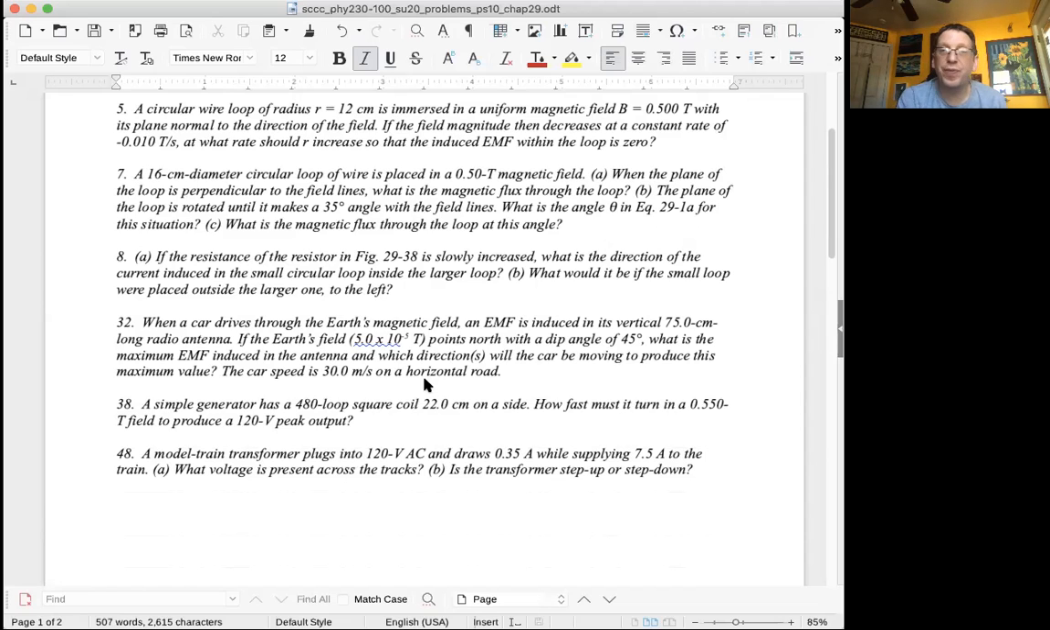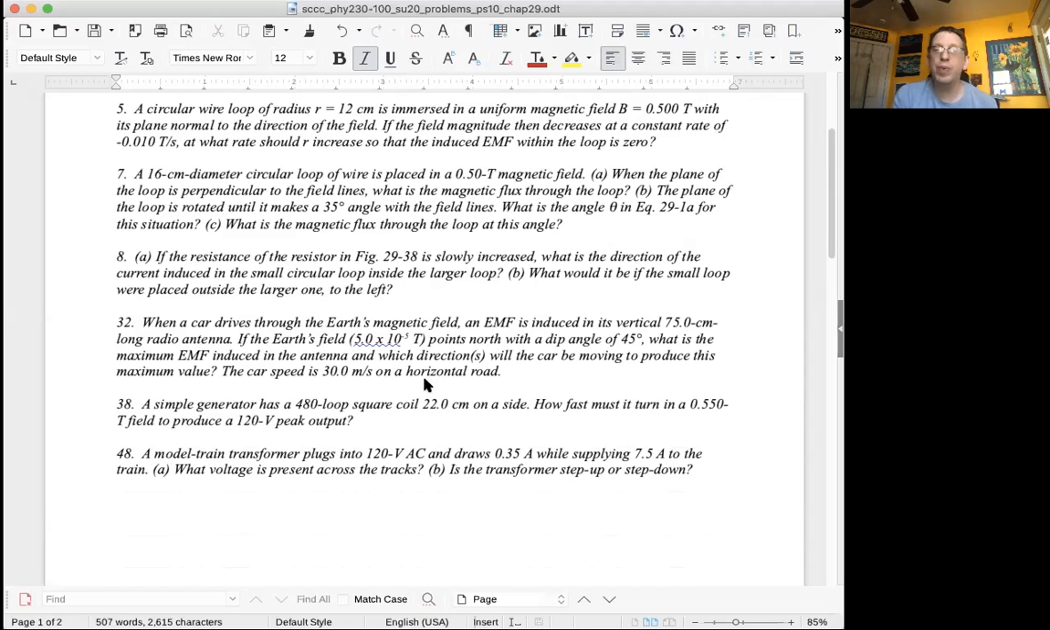And that brings us to 48, the last of our recitation problems. The model train transformer plugs into 120 volt AC and draws 0.35 amps while supplying 7.5 amps to the train. So the input current is 0.35 amps. The output current is 7.5 amps. So what voltage is present across the tracks?